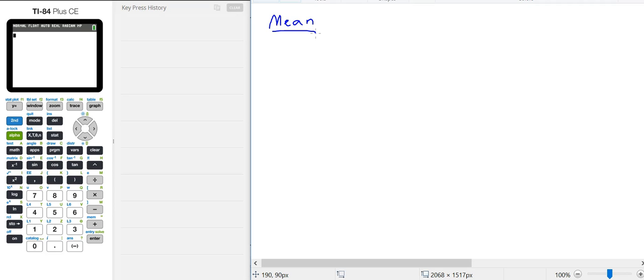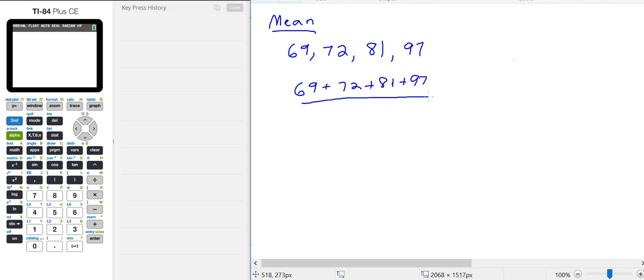Let's say somebody took tests, they got a 69, a 72, an 81, and a 97. They got these 4 scores in their test. If they want to find the mean, or the average, what you would do is add up the 4 scores, 69 plus 72 plus 81 plus 97. You would divide it by the number of tests that they took, the number of data points that we have, which in this case is 4, and we would solve this.